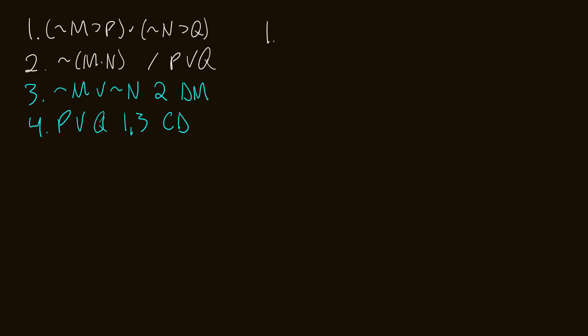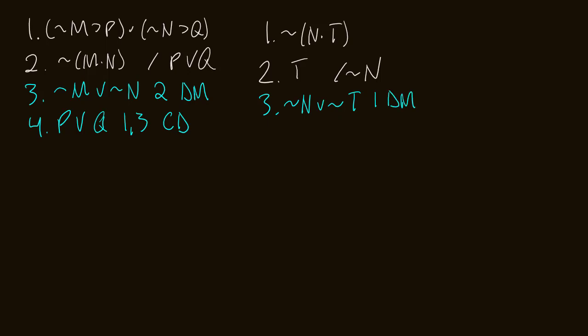We have, let's do not N and T. And then for our second premise, we'll have T, and what we want to conclude is not N. So how are we going to go about doing this? Well, again, the only thing I see we could do first is De Morgan's. So on line 1, we get not N or not T, and this comes from line 1 and De Morgan's. Now, another thing we can do on line 2 is double negation. We can make this not T. That comes from 2 and double negation.